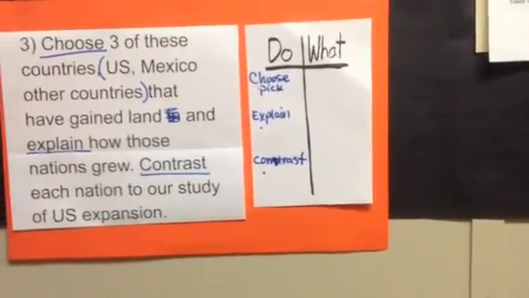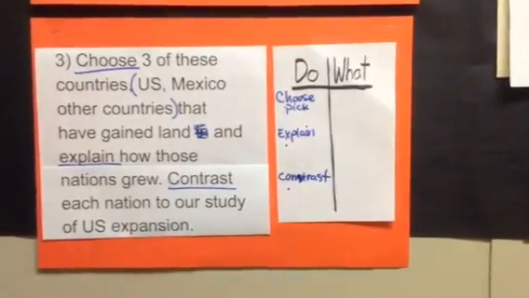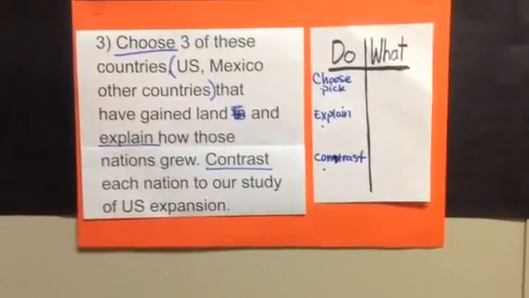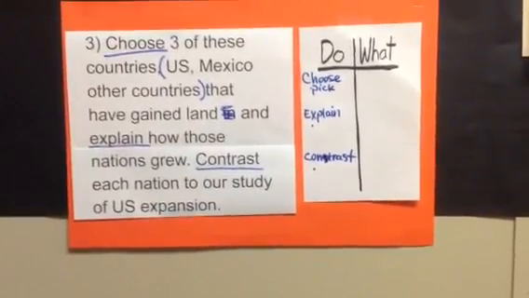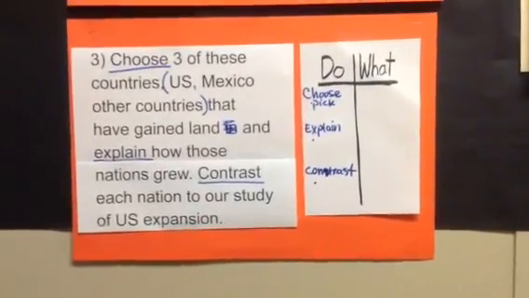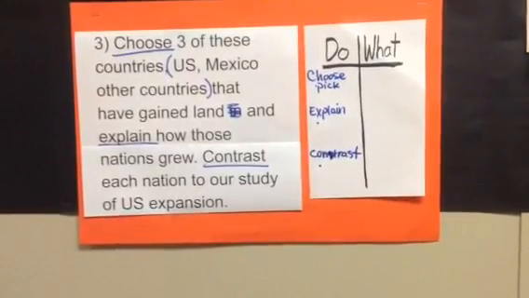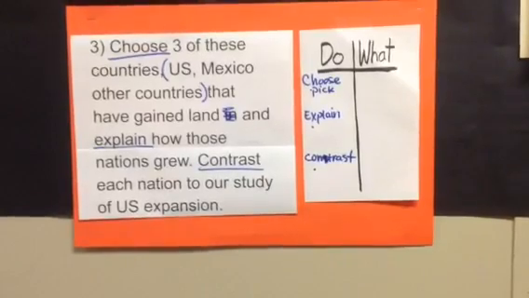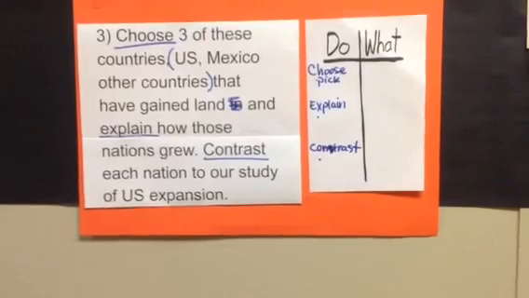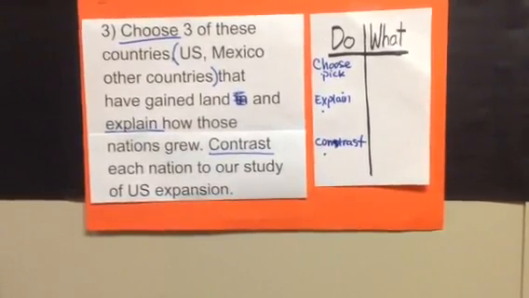While he looks that up, let's go ahead and identify the what in our prompt. What is this prompt asking us about? Read it over, and you can scoot over. You can get closer. Why are you guys going over there? Mr. Gray doesn't bite. What is it asking us about? Choose 3 of these countries that have gained land and explain how these nations grew. Contrast each nation to our study of U.S. expansion. What is it asking me about?